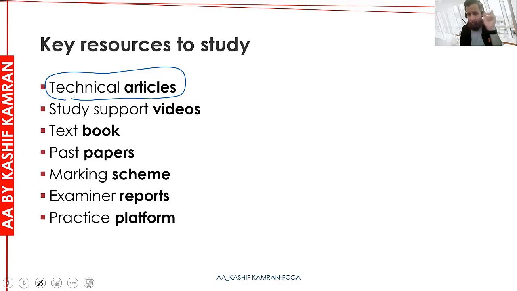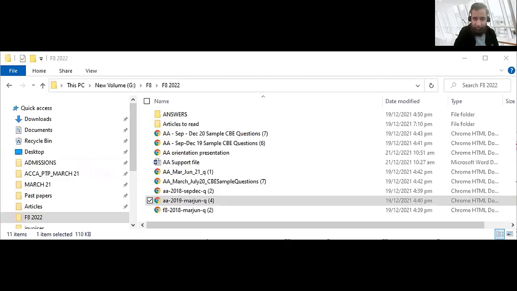In a certain syllabus area, we might have an article. I'll say, okay, just read the article and listen to my lecture, fine. But in a certain syllabus area, I'll say, no, there is no article, so listen to my lecture and then read the book. Is that clear to all of you? So articles are first. Now, what I have done for you is I've downloaded those articles and put them in my Google Drive. I'll be sharing the Google Drive with you on your WhatsApp group, so don't worry about it.